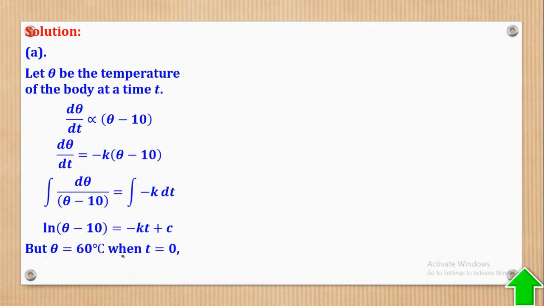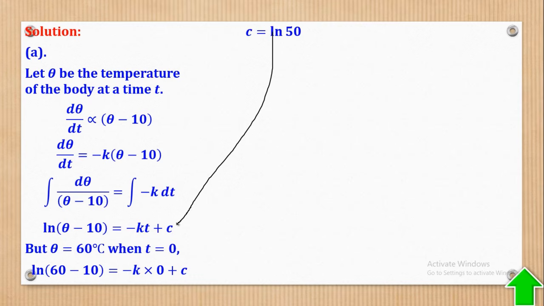But we were told that initially t is 0 and the temperature was 60 degrees Celsius. So we shall come and substitute for those. Remember now, this one is a general solution. When we get these constants, we shall be able to get the particular solution. So we are going to substitute for t equal to 0 and for theta equal to 60 to come up with the value of c as ln 50. Then we shall substitute that c here to come up with that equation.